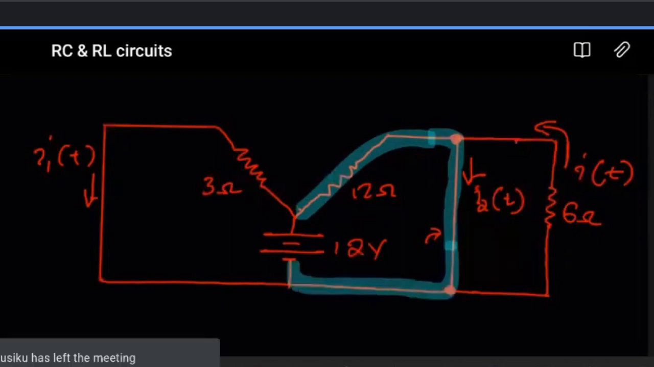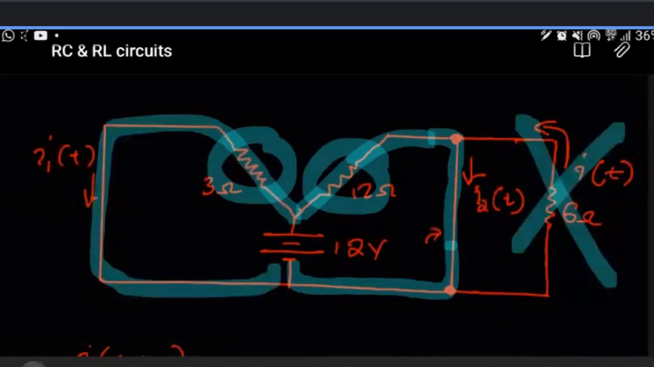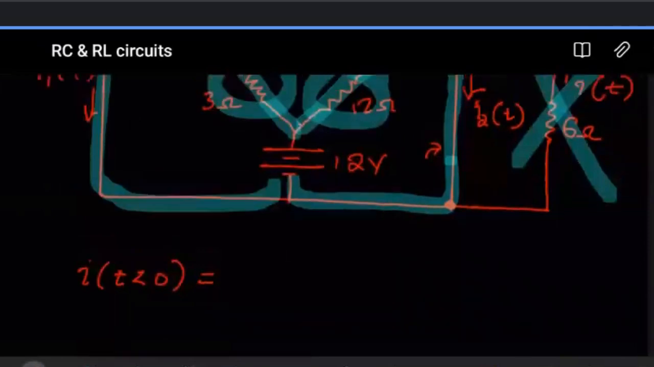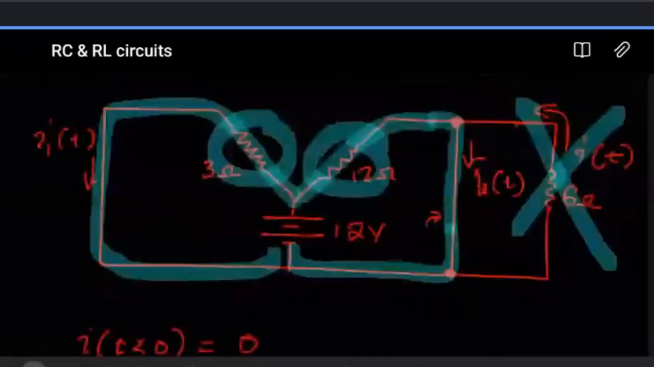But of course, because we have a resistor here and a resistor here, we do expect some current to also take this route going that way, then coming back here. It's this one that will be shut out. So my point here is for t less than 0, the current through that 6 ohm resistor will also be equals to 0. Okay, so that part is out.